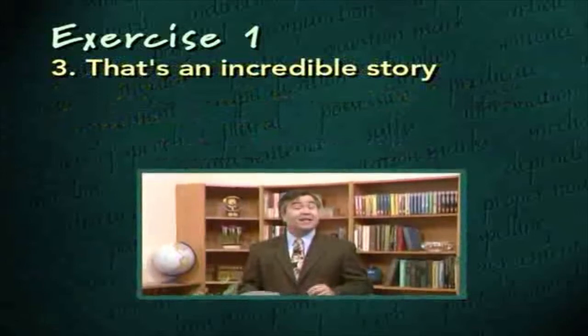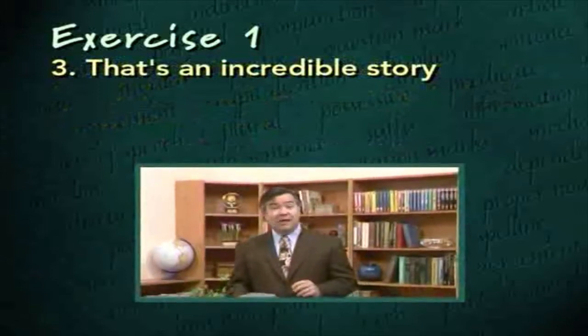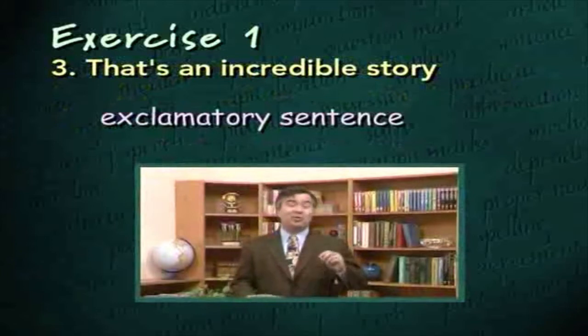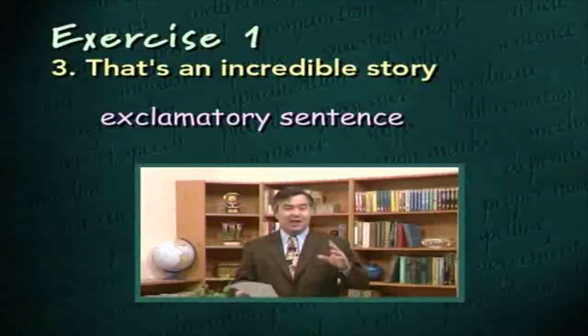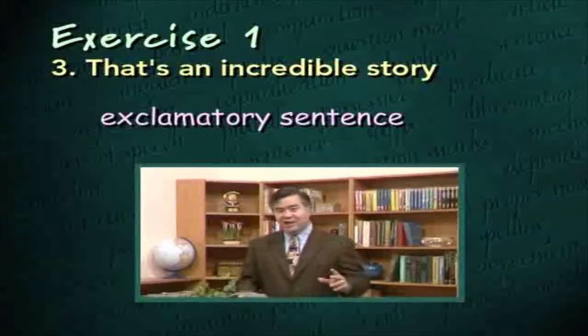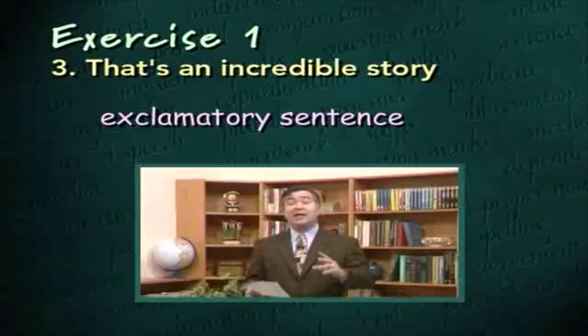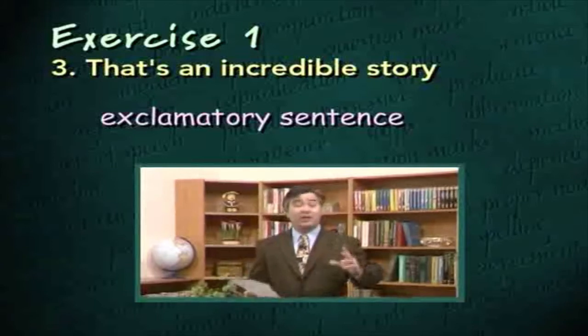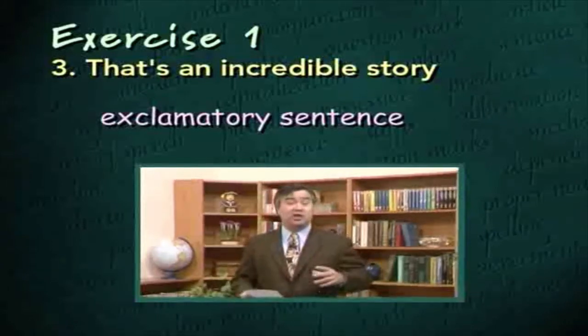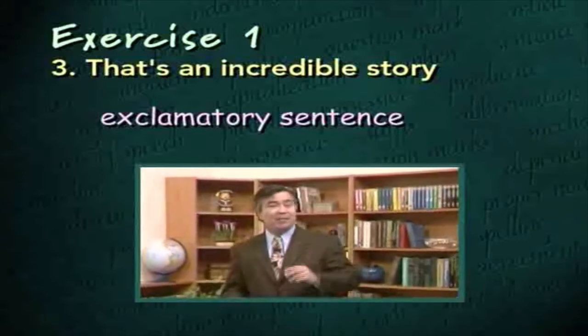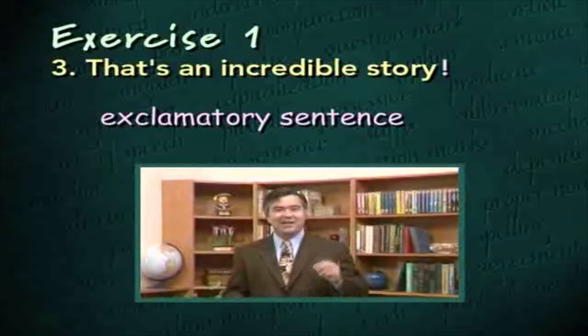Next, that's an incredible story. Now here we have a true exclamatory sentence. The person who speaks or writes this sentence is expressing a strong emotion. He or she is saying that the story that has just been told is one that's amazing, incredible, hard to believe, breathtaking. All of those are expressions of strong feeling. And therefore, it would be appropriate to treat this as an exclamatory sentence and end it with an exclamation point.